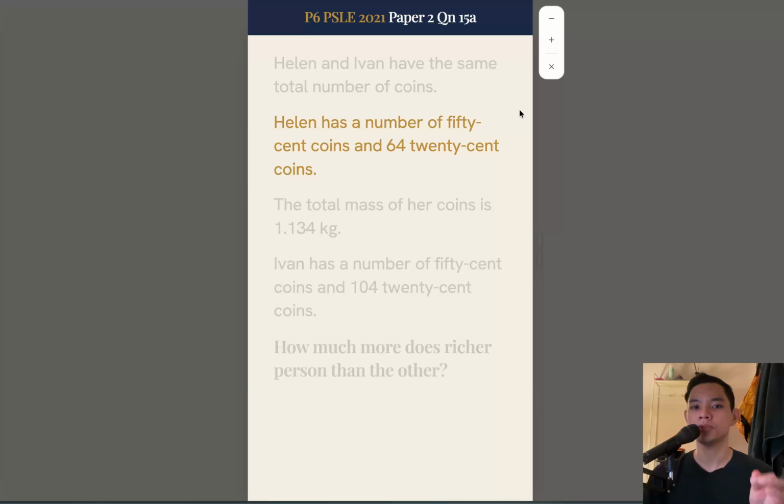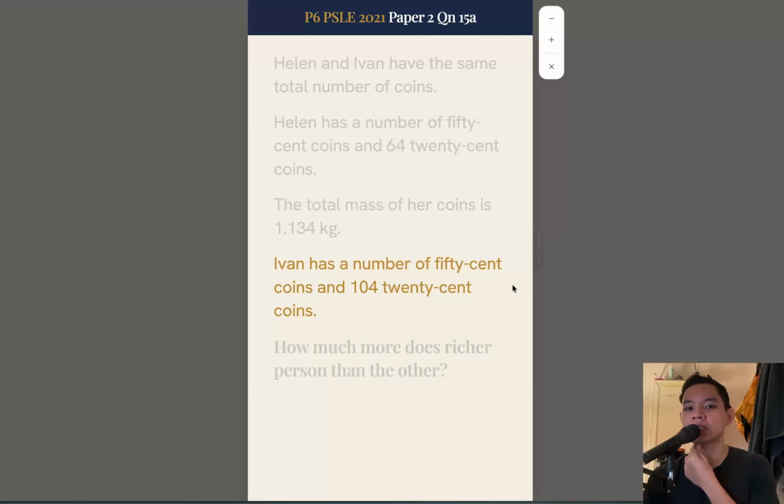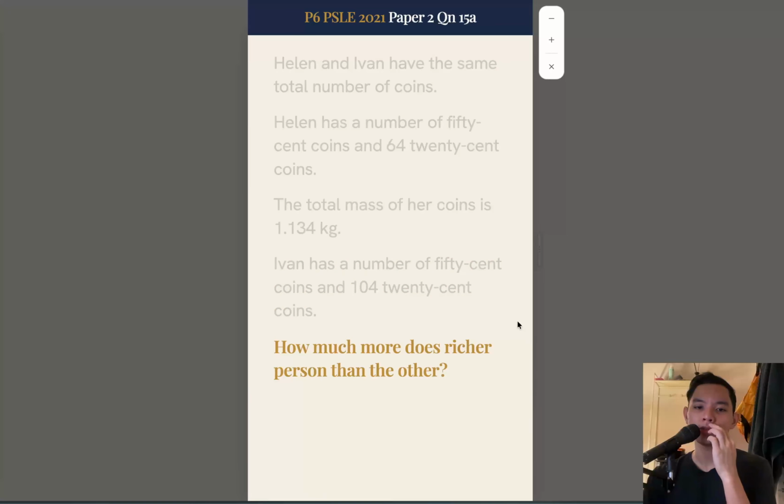Helen has a number of 50-cent coins and 64 20-cent coins. The total mass of her coins is 1.134 kilograms. Ivan has a number of 50-cent and 104 20-cent coins. How much more does the richer person then have than the other?